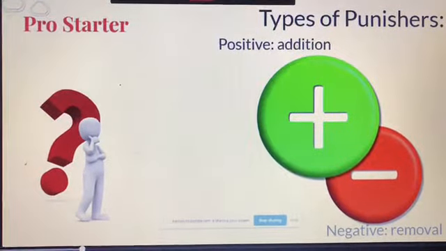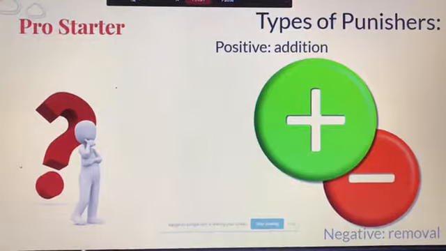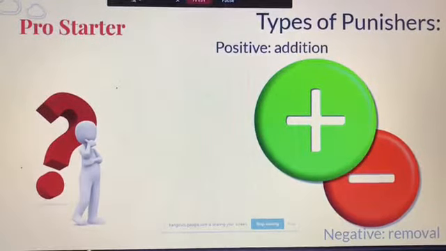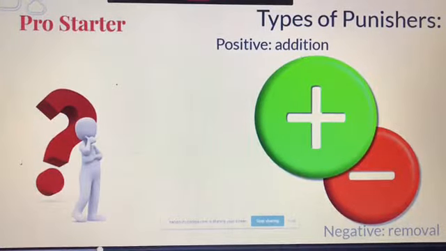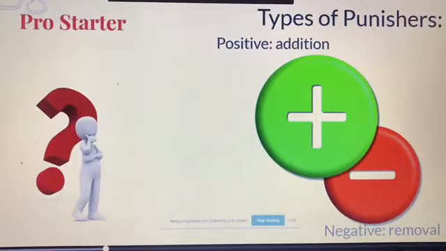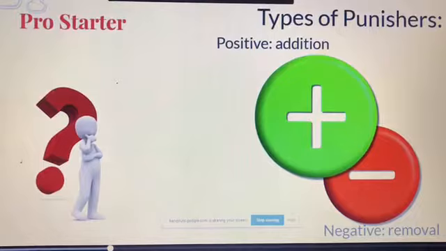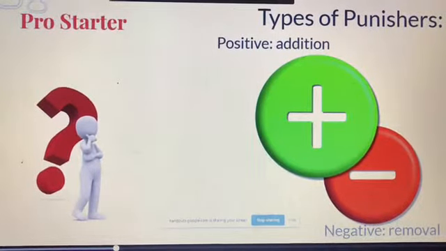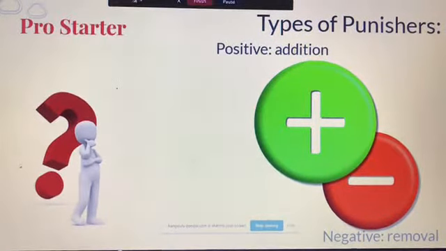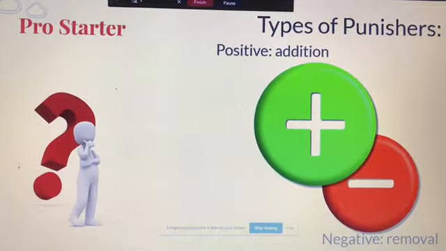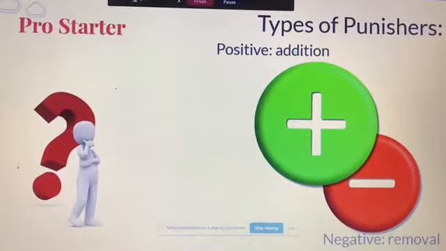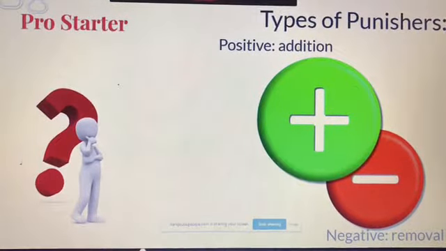To begin with, what is punishment? Punishment can be defined by Cooper, Heron, and Heward as an occurrence when a stimulus change immediately follows a response and decreases the future frequency of that type of behavior in similar conditions. The use of punishment is controversial because the word often elicits several negative connotations and misconceptions.